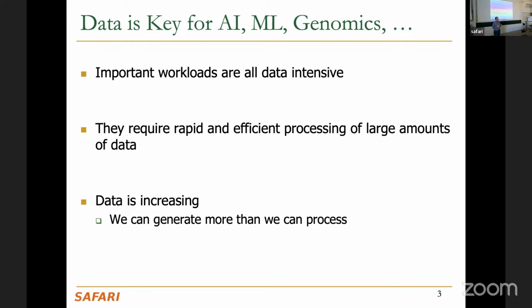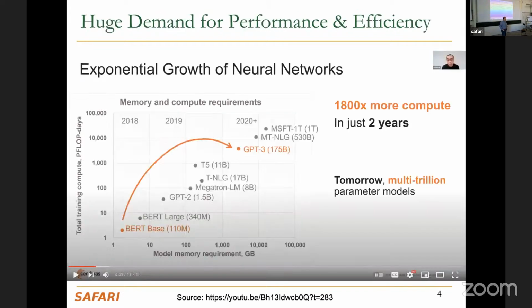Many devices that we have are basically data generators. They generate more than we can process. One of the reasons for that is that data generator machines are usually customized machines. They are specialized systems customized for generating data, but unfortunately, when we want to process that data, we are using general purpose systems. So we really need to look into this problem.